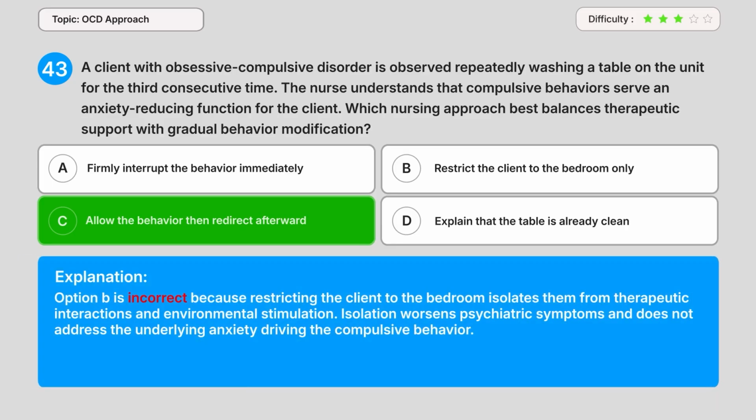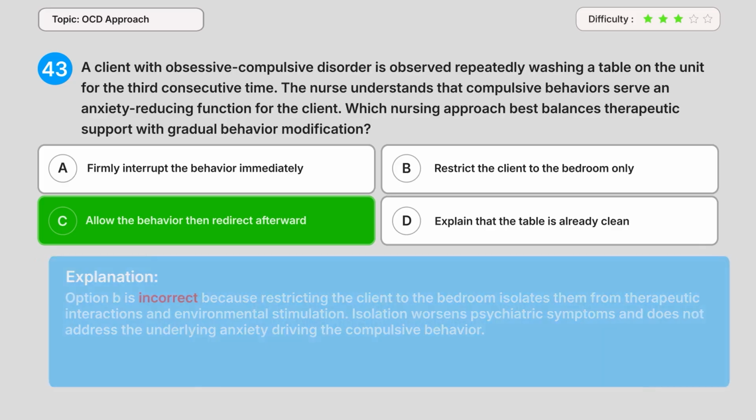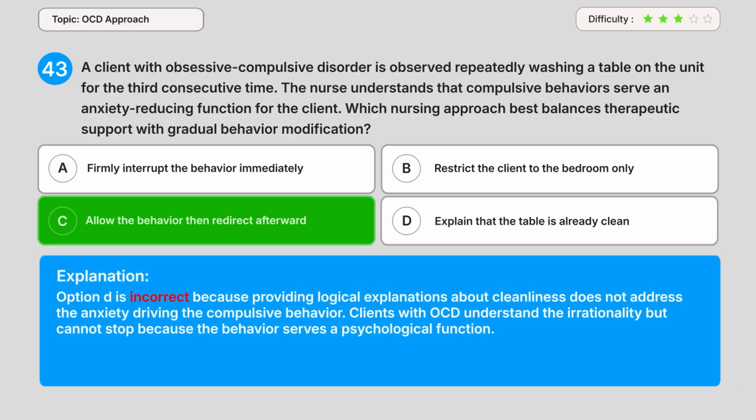Option B is incorrect because restricting the client to the bedroom isolates them from therapeutic interactions and environmental stimulation. Isolation worsens psychiatric symptoms and does not address the underlying anxiety driving the compulsive behaviour. Option D is incorrect because providing logical explanations about cleanliness does not address the anxiety driving the compulsive behaviour. Clients with OCD understand the irrationality, but cannot stop because the behaviour serves a psychological function.